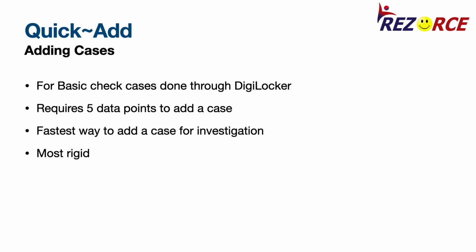Cases can be added to the platform in 4 different ways: quick add, upload, bulk add and ask employee. Quick add, as the name suggests, is a way to add cases in the fastest time. Adding cases through quick add ensures that cases are added without any confirmation. While it is fastest and the easiest way to add a case, it is also the most rigid since its purpose is singular, namely for basic checks done through DigiLocker.